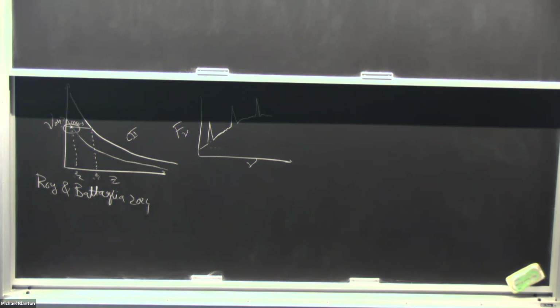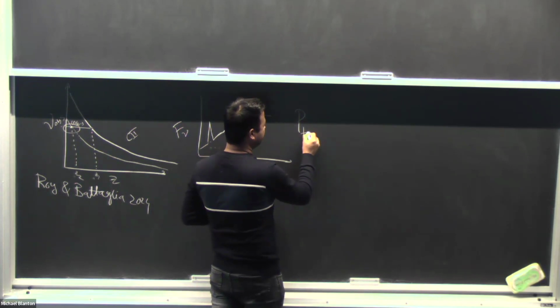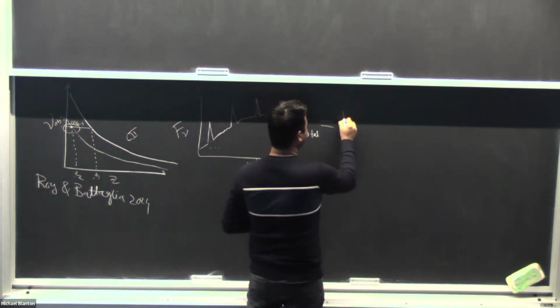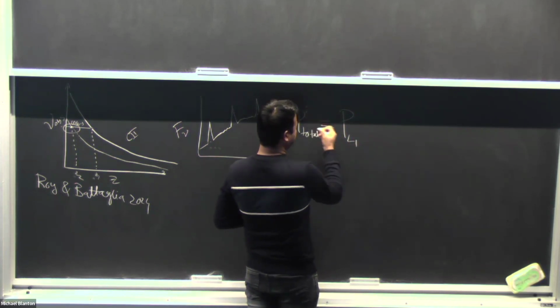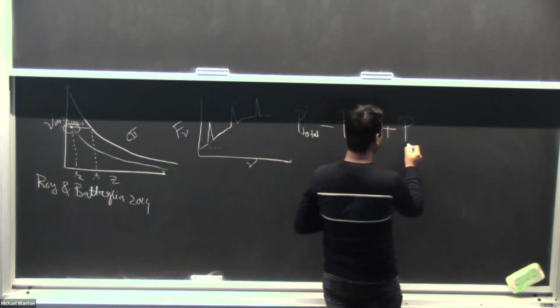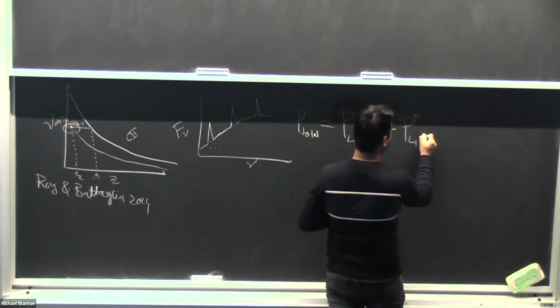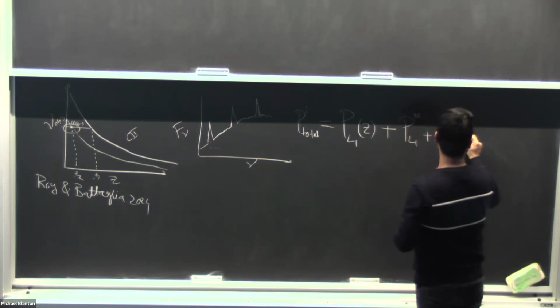Where we talked about using the cross correlation between two lines to get rid of interlopers. The way it works, for example: if I have the total signal, P total is equal to P line 1 from a particular redshift, plus instrumental noise, plus P interloper from a different redshift.